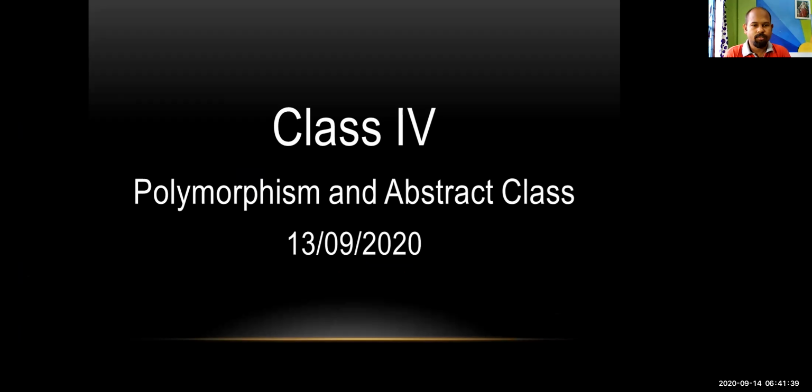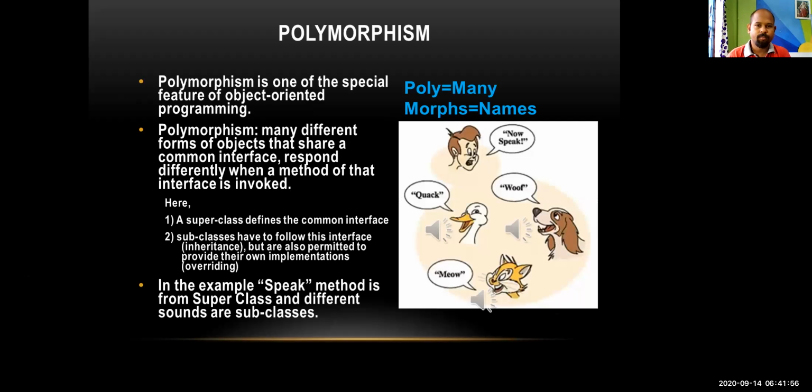Today we are here for the topic polymorphism and abstract class. This is our fourth class in object-oriented programming, Unit 3 of the syllabus PGDBI. Polymorphism is one of the special features of object-oriented programming. Here, poly means many and morph means names.